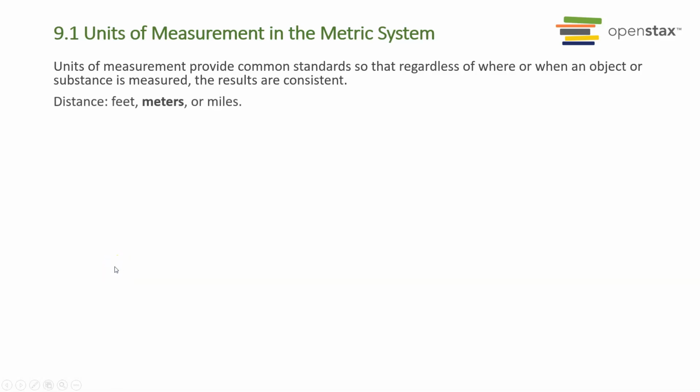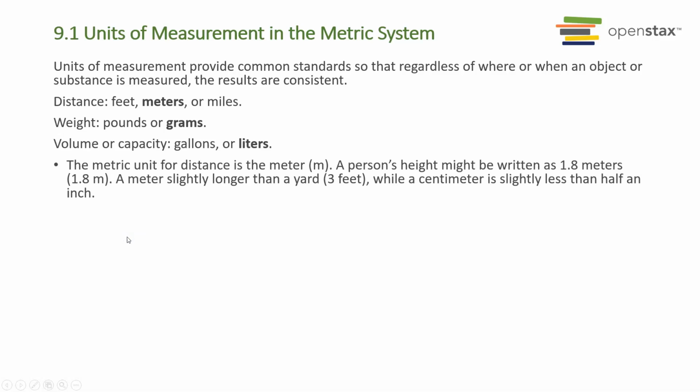Distance can be measured in feet, meters, or miles. Weight, for example, can be measured in pounds or grams. Volume, or capacity, can be measured in units such as gallons or liters. The metric unit for distance is the meter. It has the symbol m. A person's height might be written as 1.8 meters, or 1.8 m. A meter is slightly longer than a yard, which is about 3 feet, while a centimeter is slightly less than half of an inch.